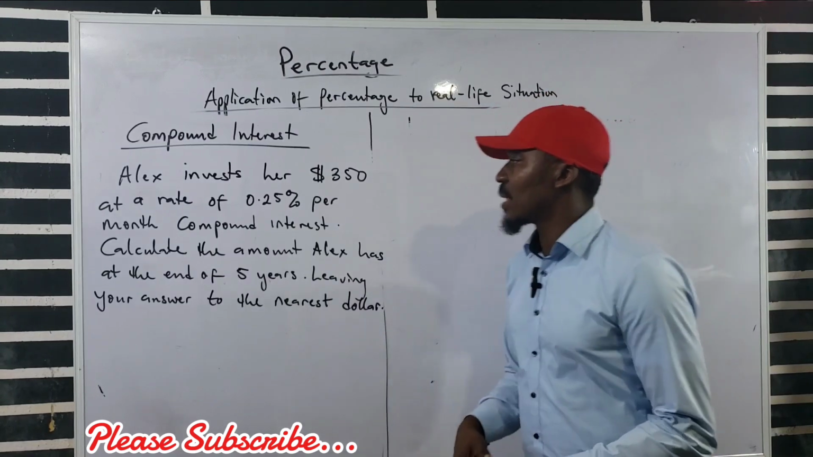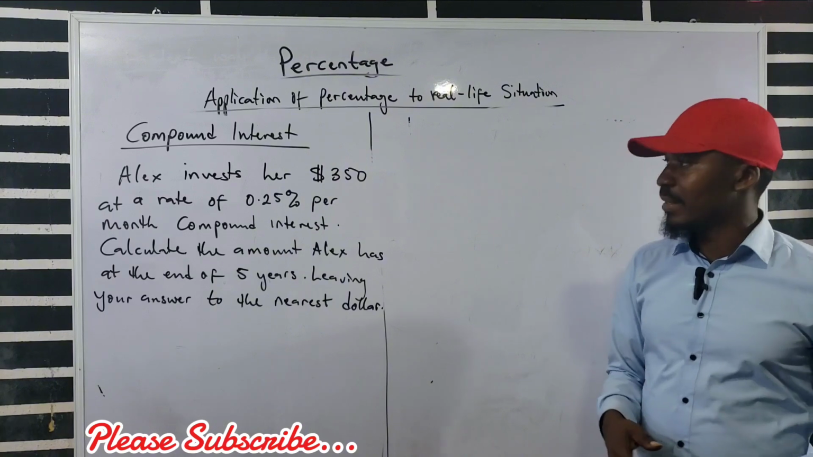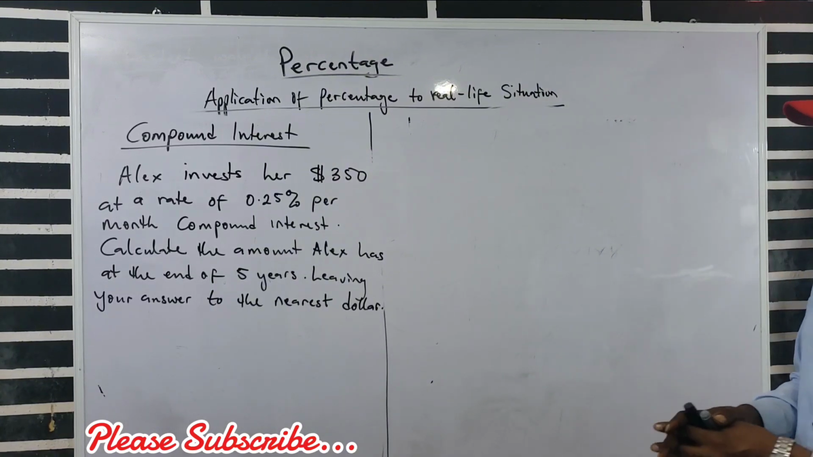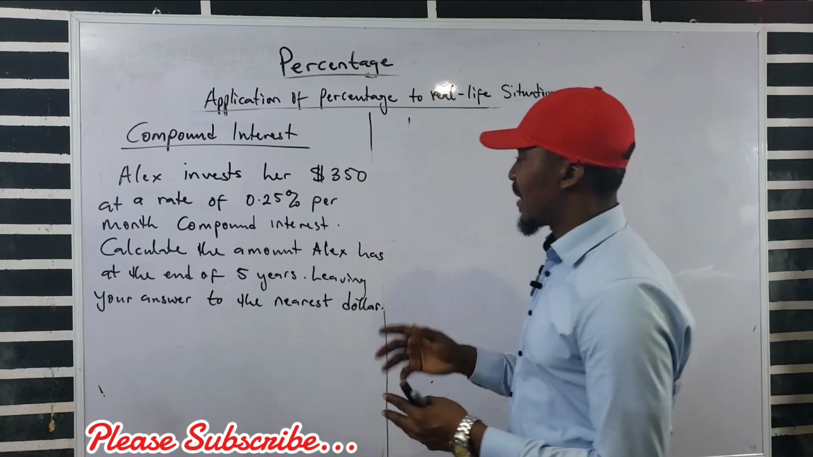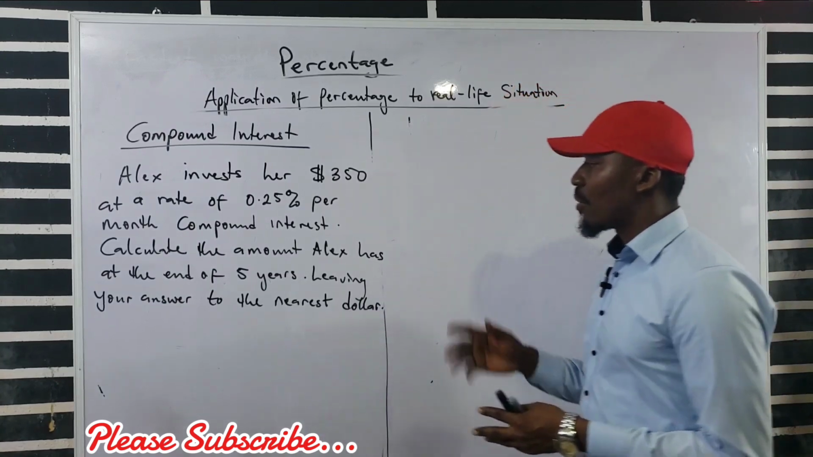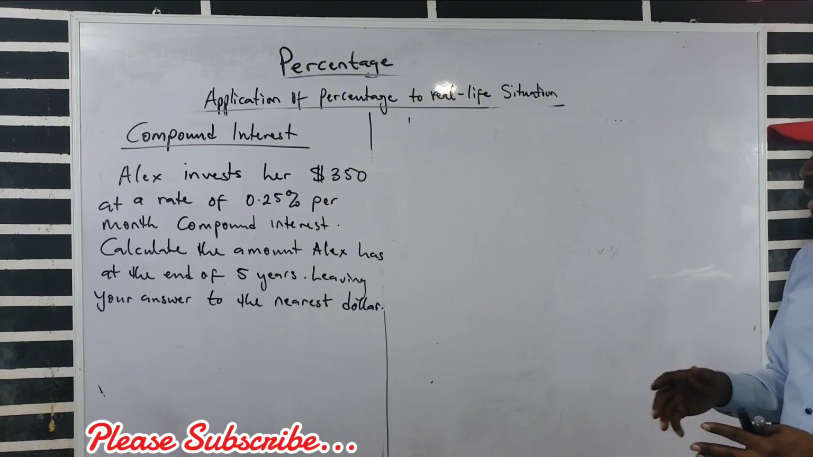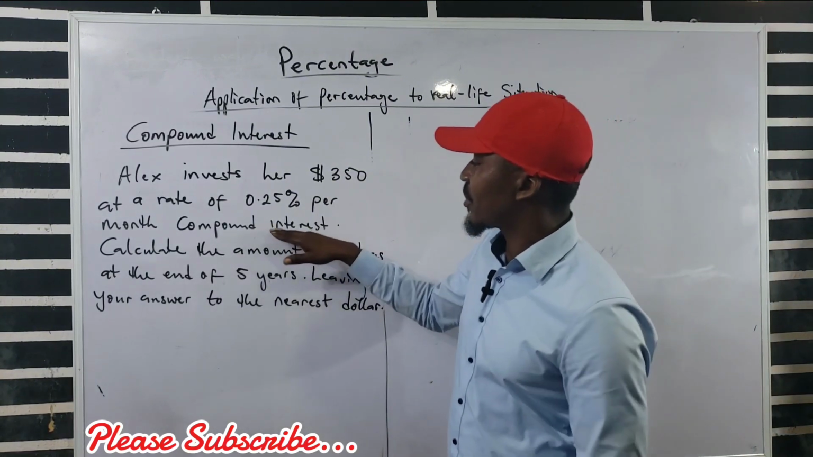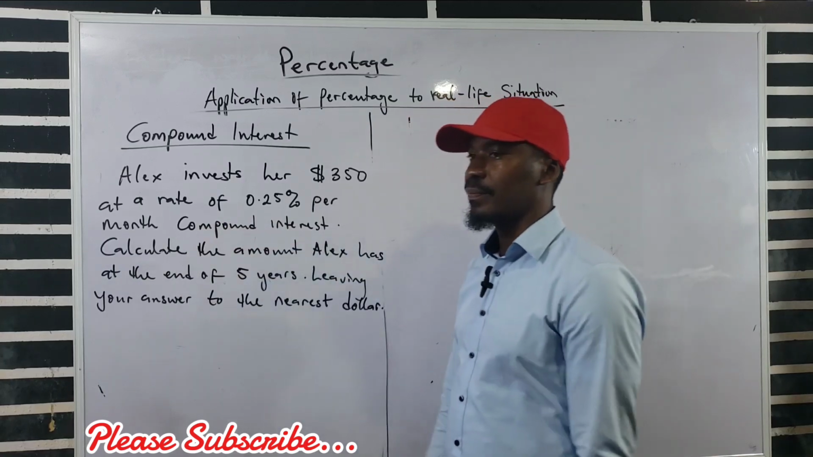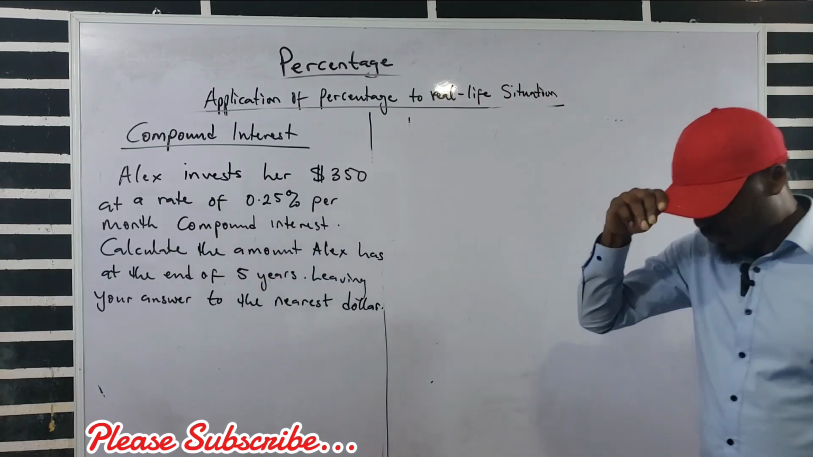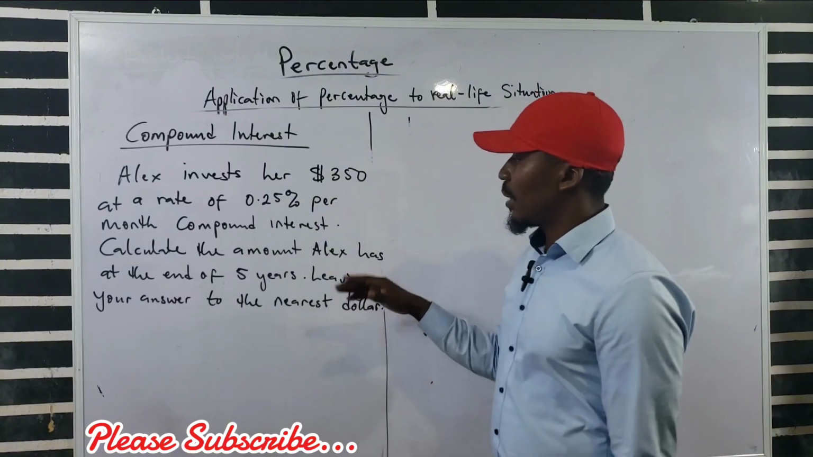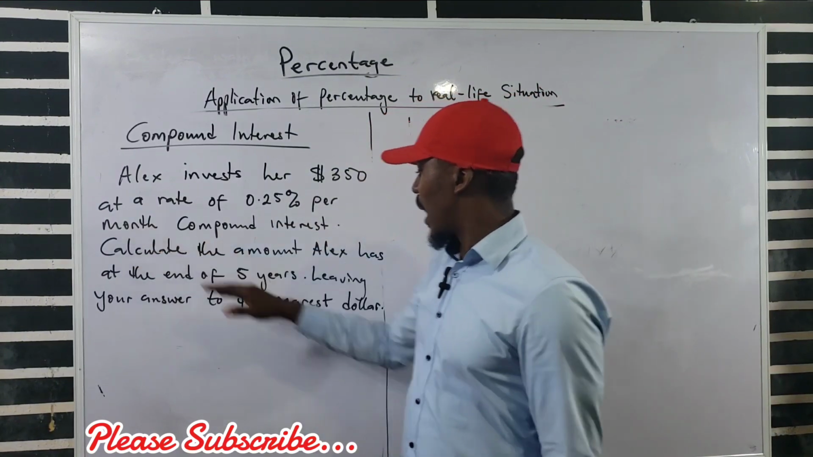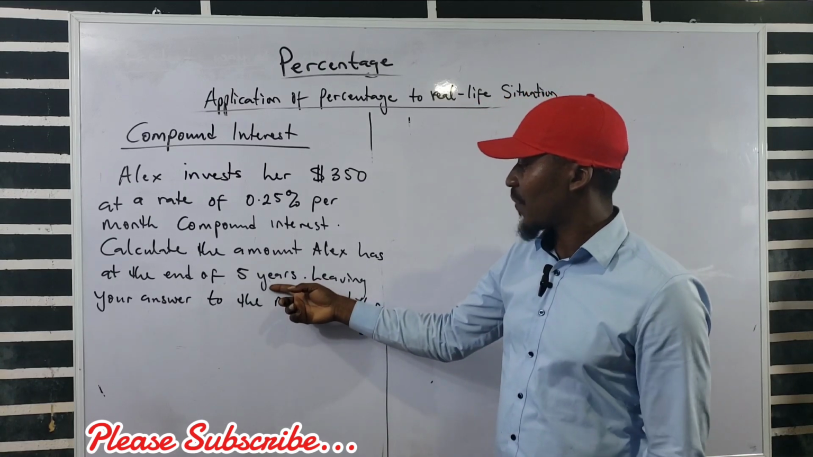So we are going to use this example to show what I just said. In this question, Alex invests $350 at a rate of 0.25% per month compound interest. Calculate the amount Alex has at the end of 5 years. Now, in this question, you can notice that the interest is in months, and we are asked to find the amount in 5 years.